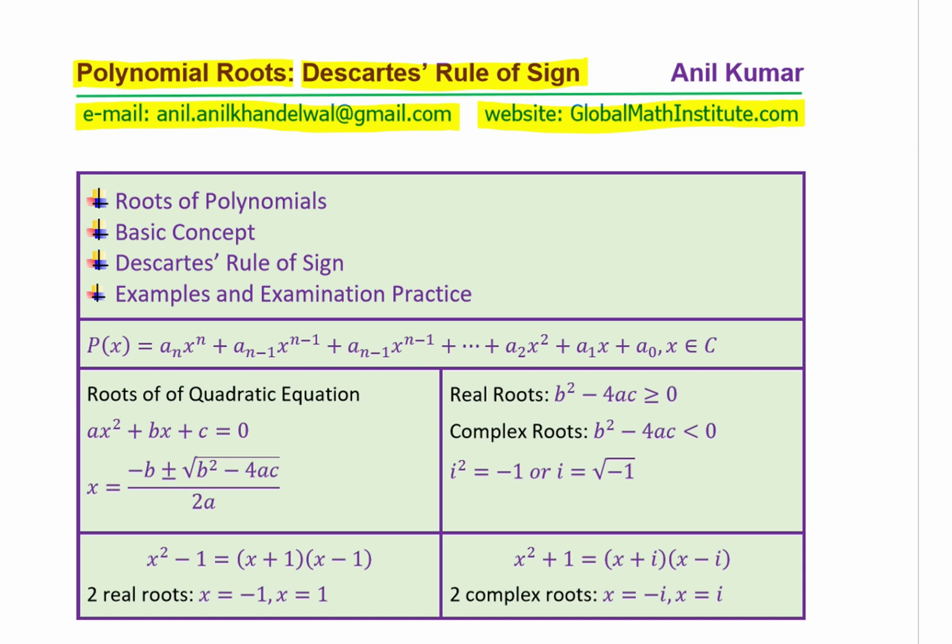So, we are going to discuss in short what we really mean by roots of a polynomial, some basic concepts, and then get down to Descartes' rule of signs. That really tells us how many possible positive roots and possible negative roots there are.